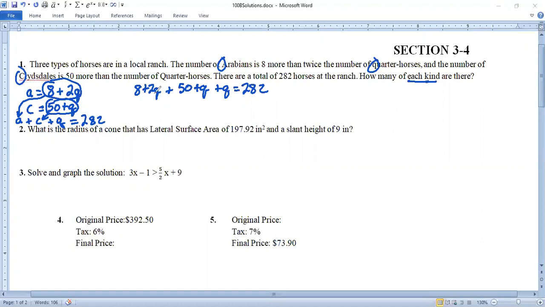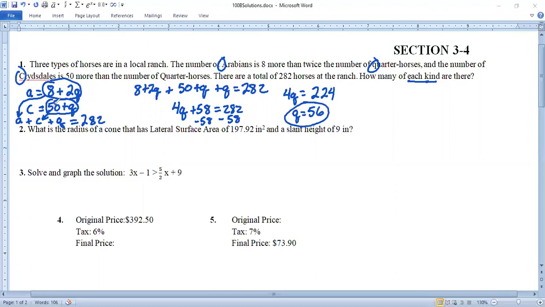Let's combine all the Q's together. That's 2Q plus Q plus Q, that's 4Q. We still have a 50 and an 8 over here, plus 58 equals 282. Subtract 58 from both sides, and let's write that over here. 4Q equals 224. Divide by 4, we get Q equals 56. So we get 56 quarter horses.